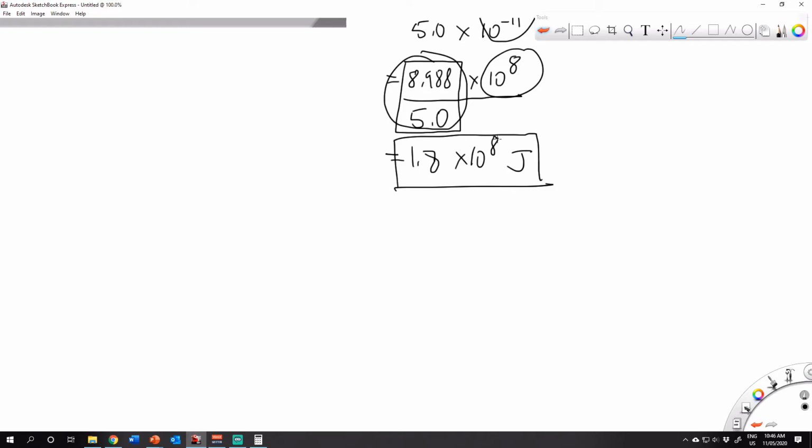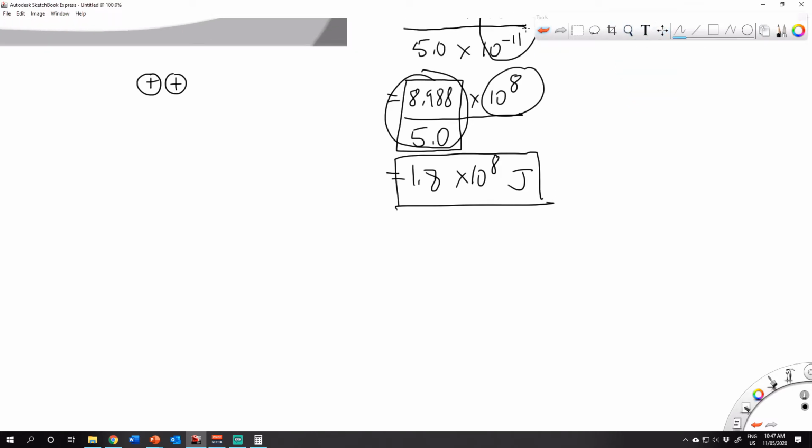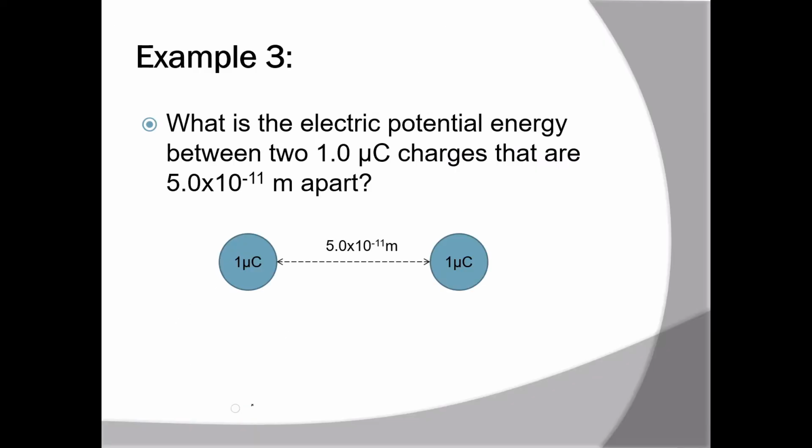Now this is really interesting, because if you think about it, how close are protons to each other inside your atom? They're much closer than this number. Which means how much energy is actually stored between two protons sitting right beside each other. Kind of think about that. It's really, really interesting. All right, let's move to the next example.